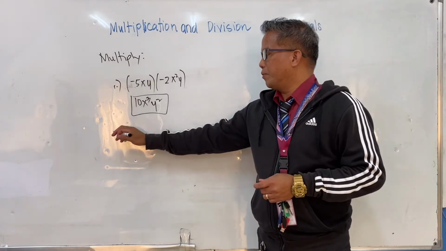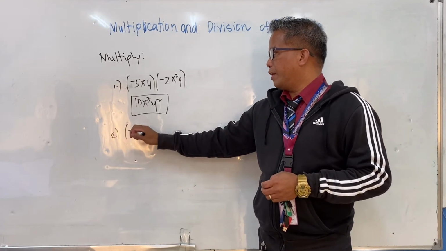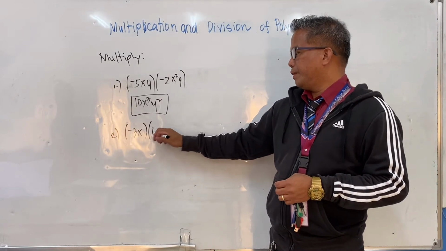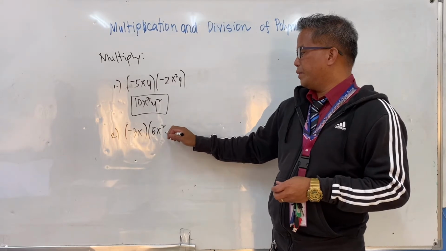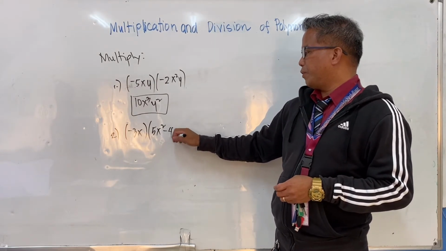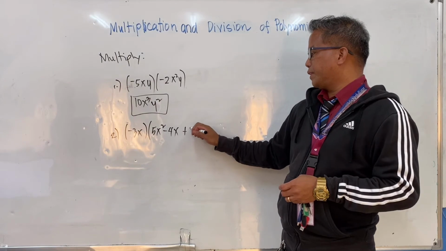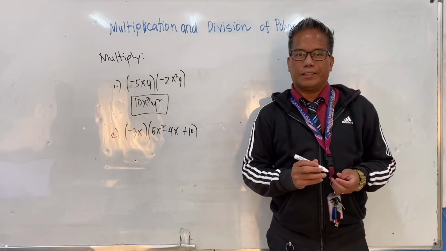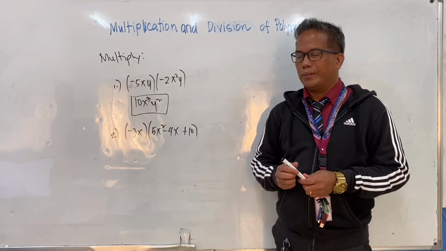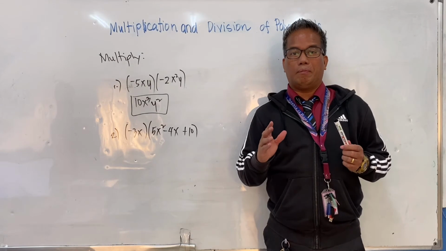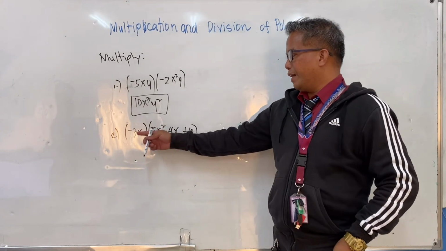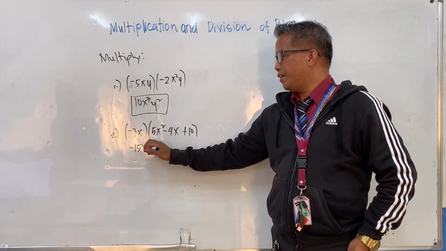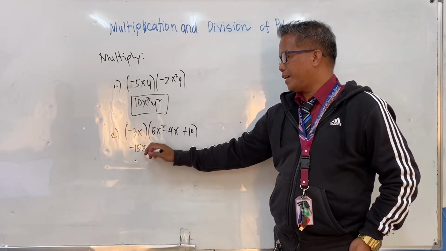Another example, number 2. If we have negative 3x times 5x squared minus 4x plus 10. Monomial multiplied to a trinomial. All you have to do is distribute. Apply distributive property of multiplication. Negative 3 times 5. The answer is negative 15. X times x squared equals x cubed.